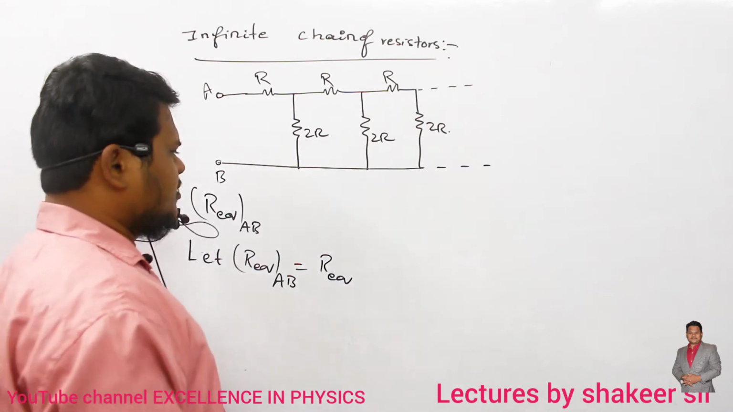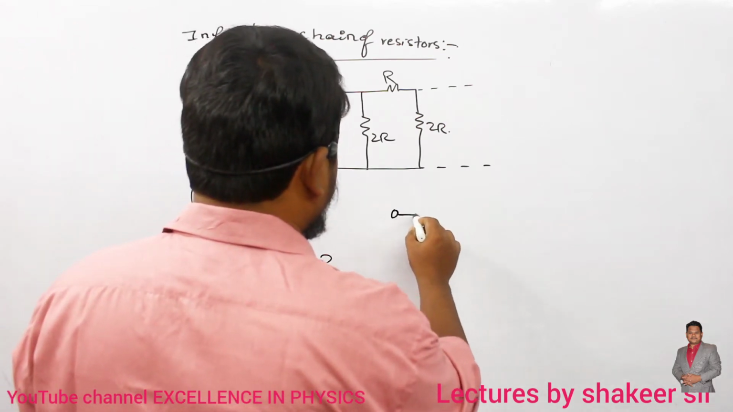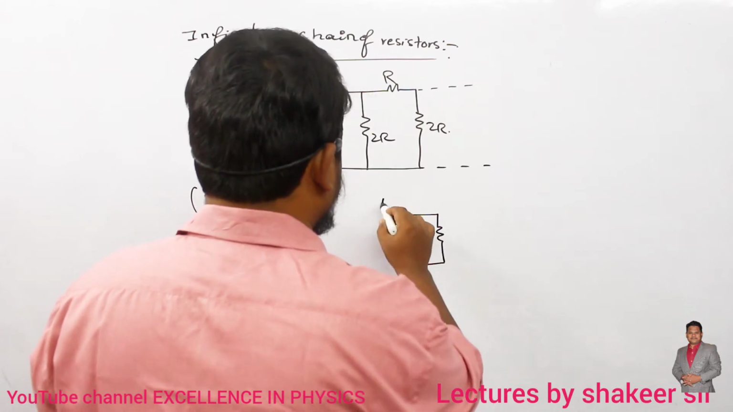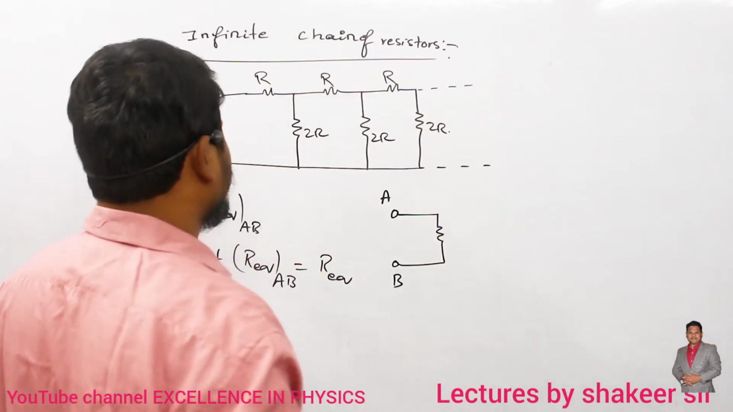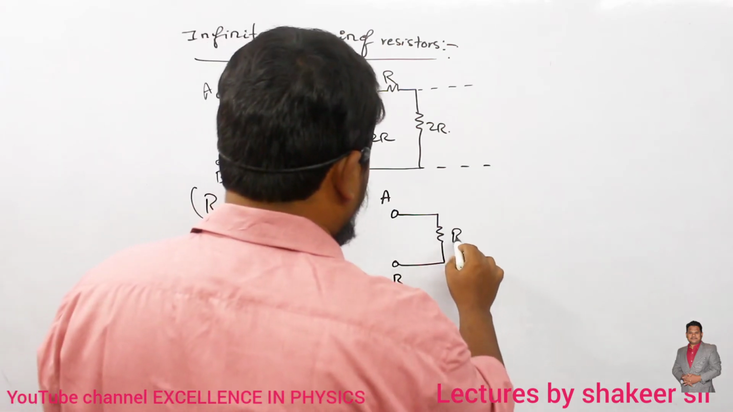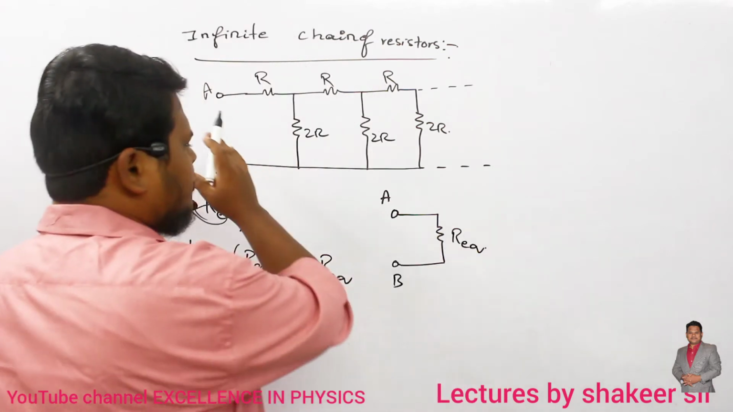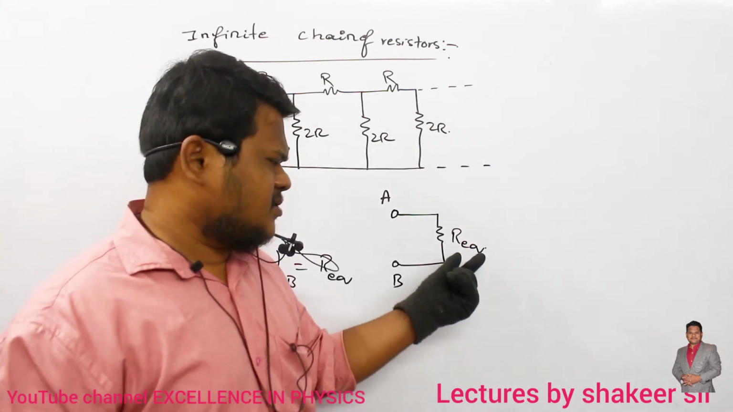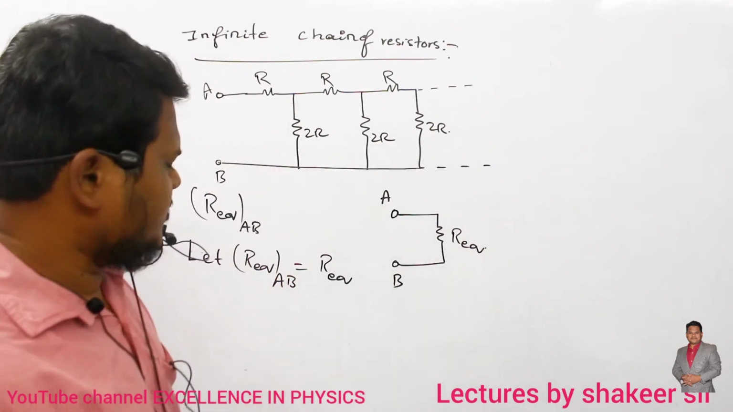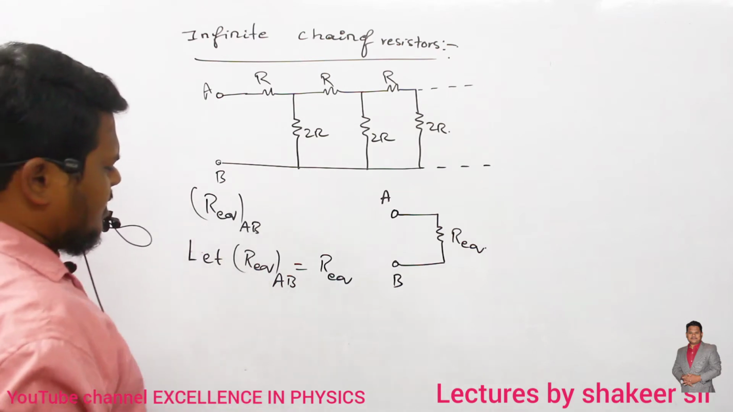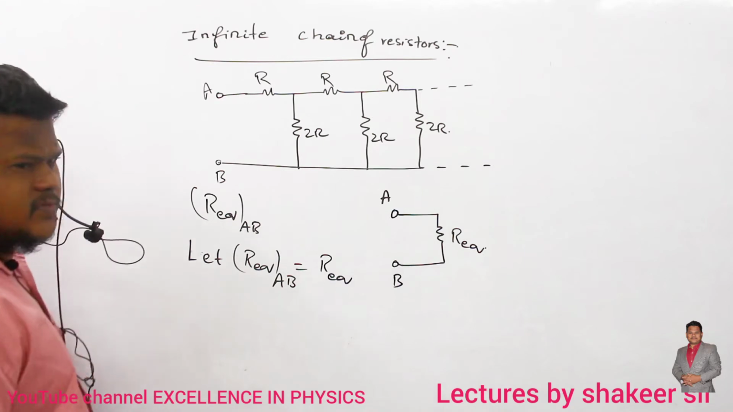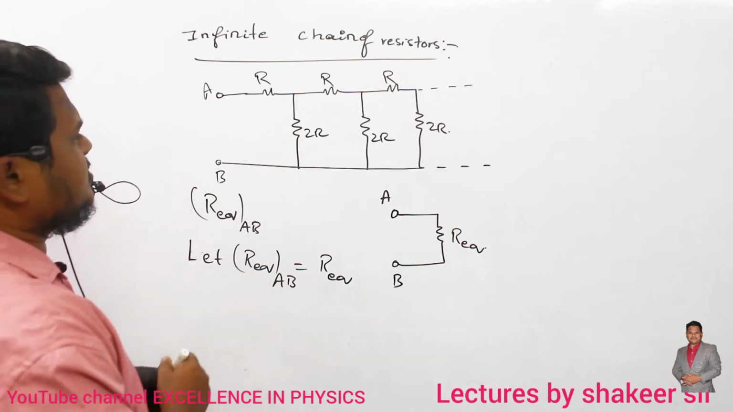So equivalent resistance between A and B, I will assume to be R equivalent only. How can I draw the new diagram? Let us suppose up to here, this is terminal A and this is terminal B. Up to here, let the equivalent resistance of this total circuit be R equivalent. Now for calculation purpose, what I do is, I add one more branch.